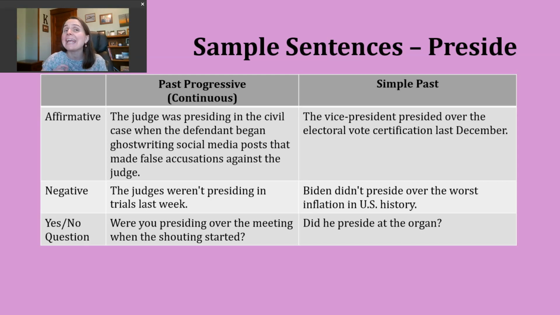Now, if you want to make a negative simple past tense sentence, what you should do is start with your subject, use did not, and then the base verb. So notice we're not using the ed form of our verb here. Let's look at another example. Biden didn't preside over the worst inflation in U.S. history. Okay? This would go back to that second definition, talking about being sort of in control of or in charge of something.